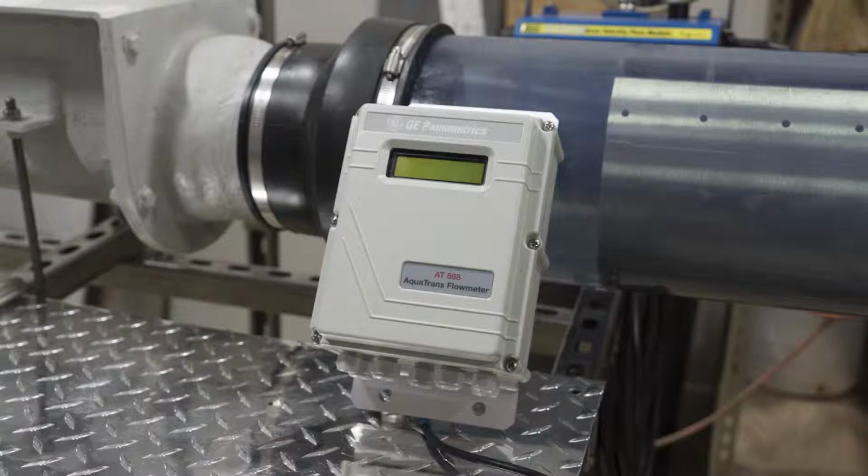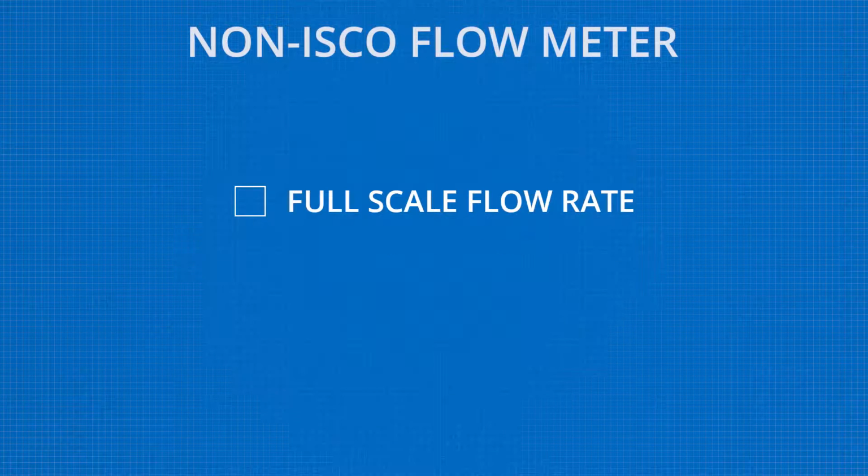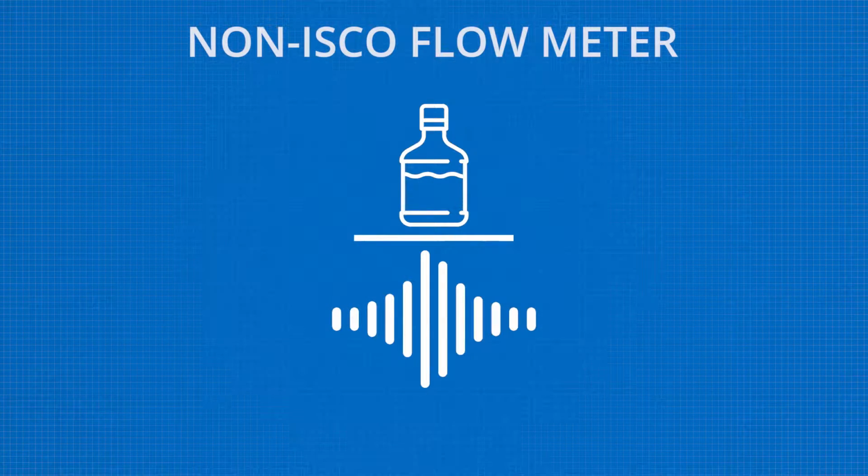Now let's take a look at how to pace a sampler from a non-ISCO flow meter. With a 4 to 20 milliamp current loop, you need to know what the full-scale flow rate is and what the time unit is in order to figure out the volume per pulse.